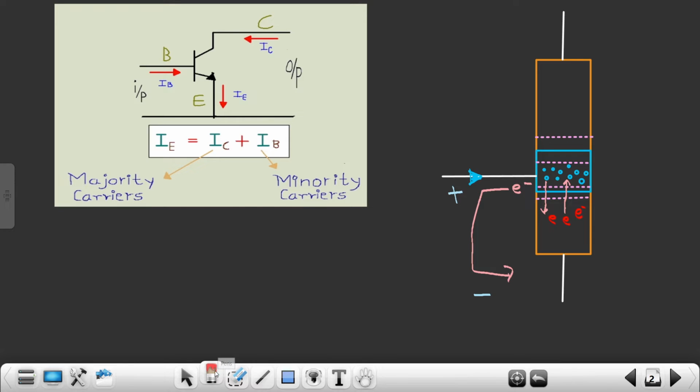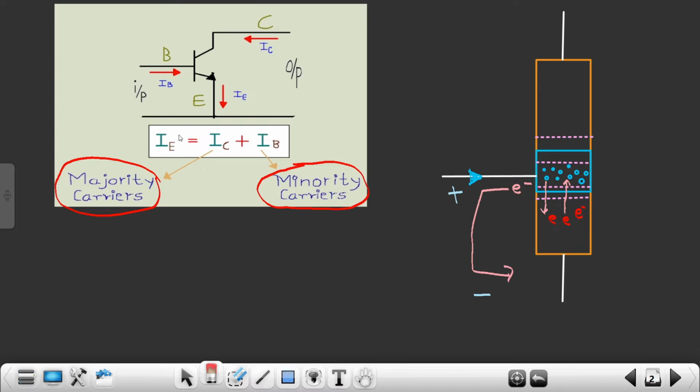That's why I intentionally wrote minority carriers here. For generation of the base current, we require minority carriers, and for generation of the collector current, we require majority carriers. Our emitter current is the summation of both currents, that is IC plus IB. For the base current both carriers participate, and for the collector, only electrons participate. I won't say only electrons, there would be certain holes as well, but we don't need to go into that detail in this key differences video. I'll explain it in detail in my BJT course.